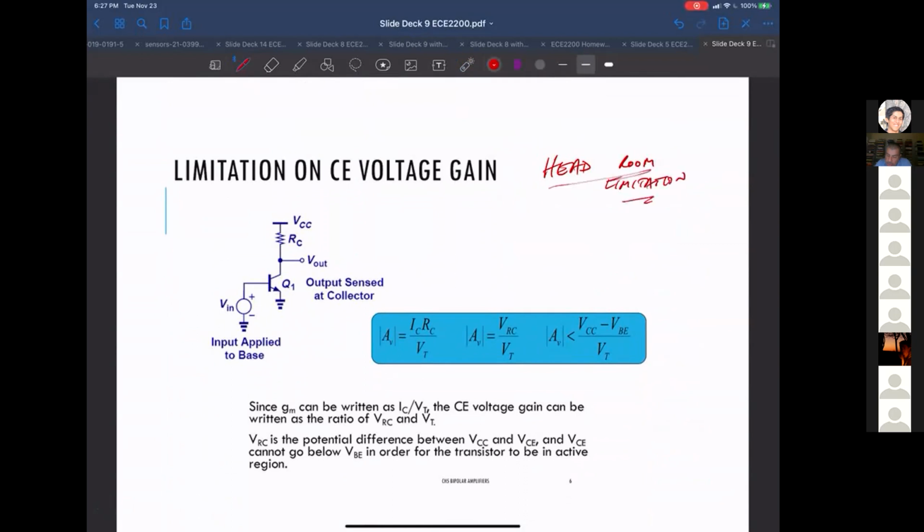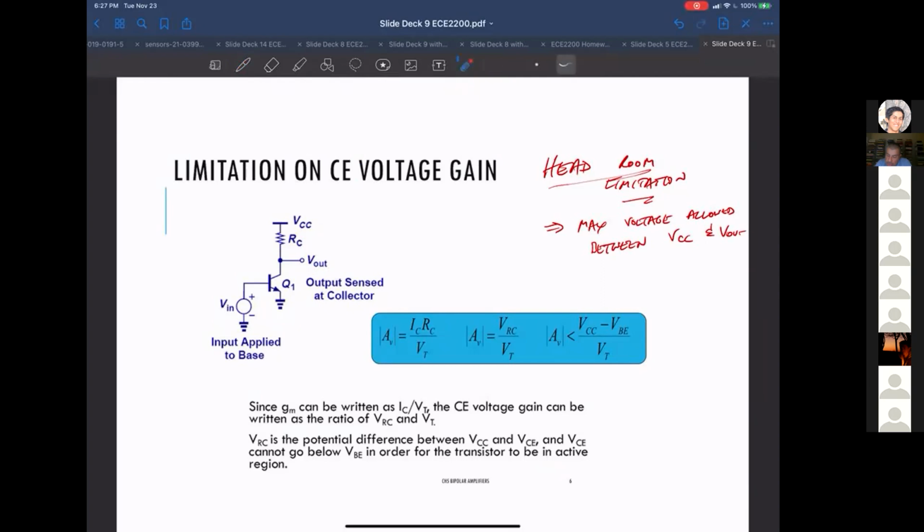So headroom is a term you hear a lot in analog design, and it basically refers to the voltage variation between VCC and Vout. So it's the max voltage allowed between VCC and Vout. I'm not sure I'm putting that the right way in terms of English usage, but look at the idea.